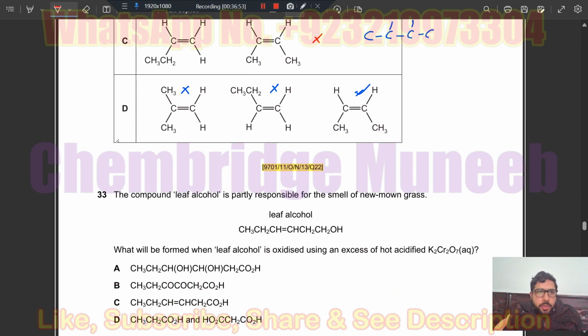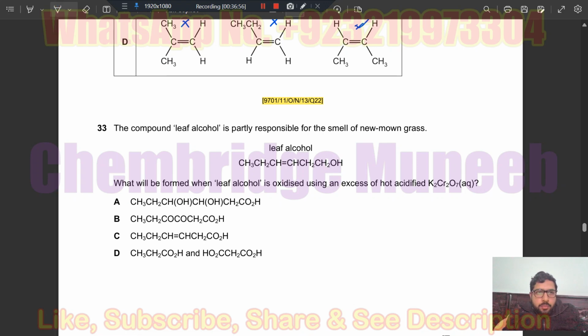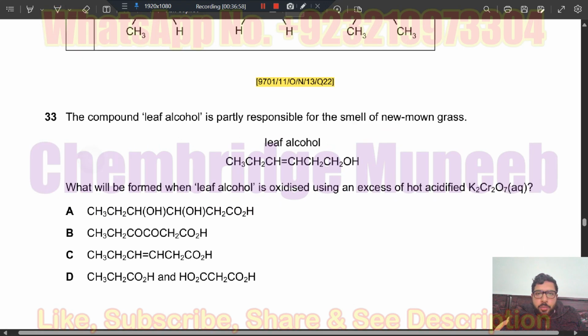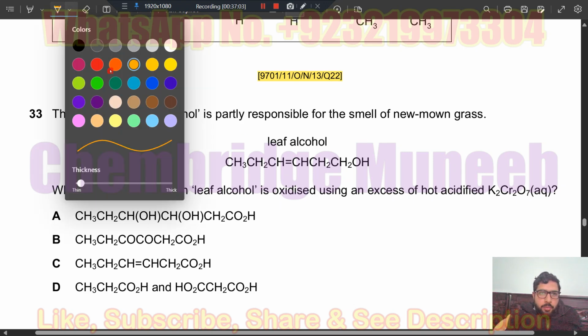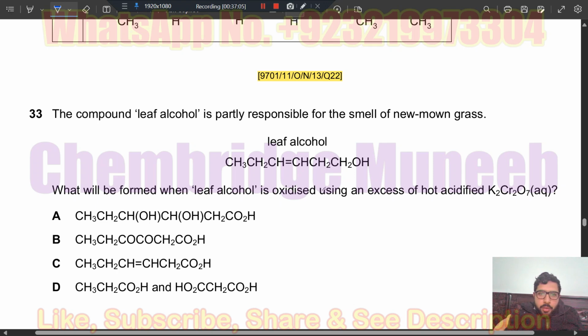Now question number 33. The compound leaf alcohol is partially responsible for the smell of new-mown grass. This question is also repeated. Now what happens when this compound is reacted with hot K2Cr2O7? It should be kept in mind that the effect on a carbon-carbon double bond is by cold dilute KMnO4, or it could be hot concentrated KMnO4.